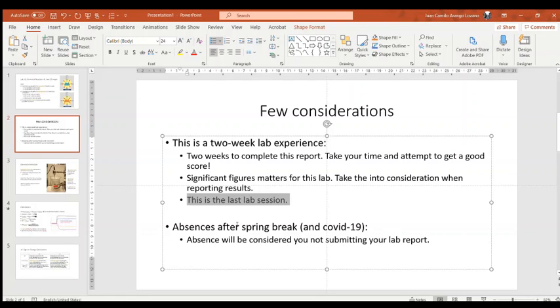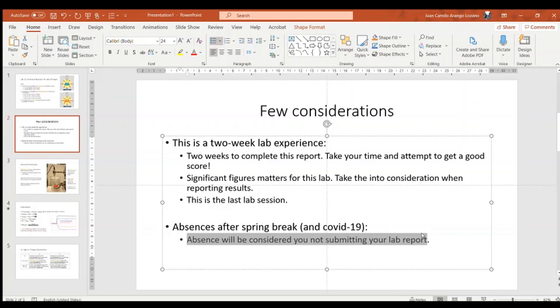About the absences and how we are going to account for the absences after the spring break and the start of this COVID-19 situation: an absence will be considered when you didn't submit your lab report. So if you didn't submit a lab report, you should know already beforehand that that's going to be considered as an absence.